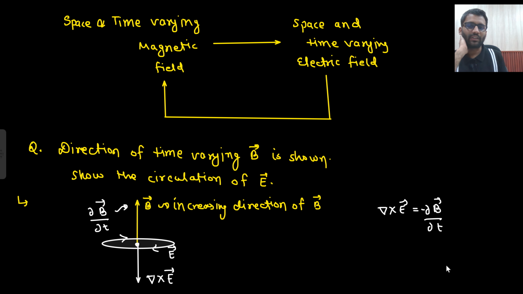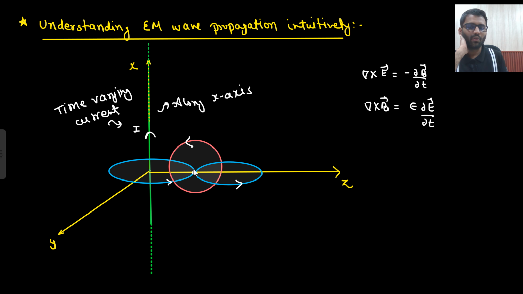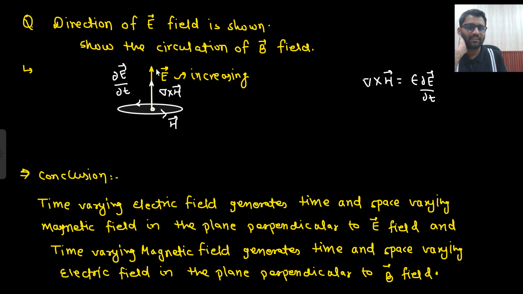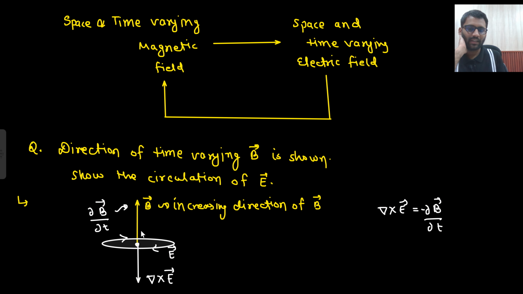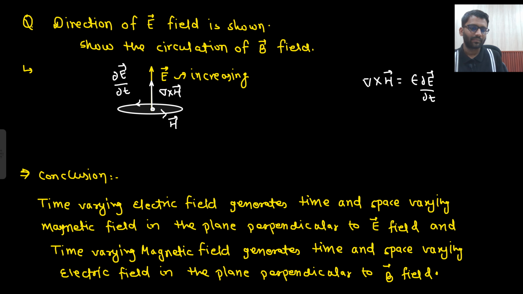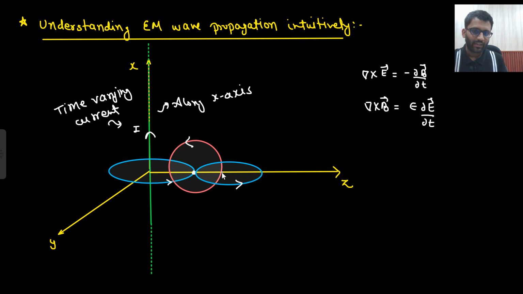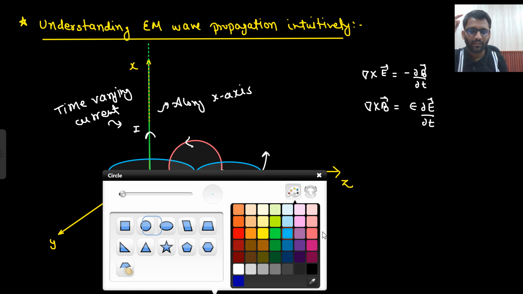We have taken a lot of examples. I could have directly told this, but you would not have understood. If this is the direction of B, then this is E. Now at this point, what is the direction of E? If this is the direction of E, then this should be the direction of B. Now at this point, the direction of B is inward. If this is the direction of B, then what will be the direction of E? Again a circle, right?